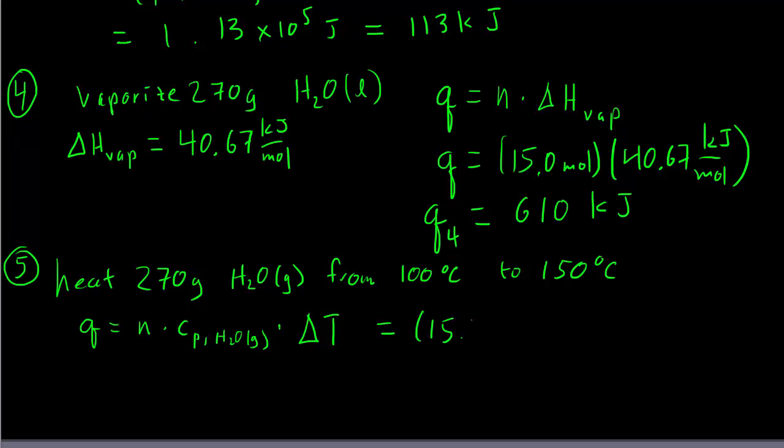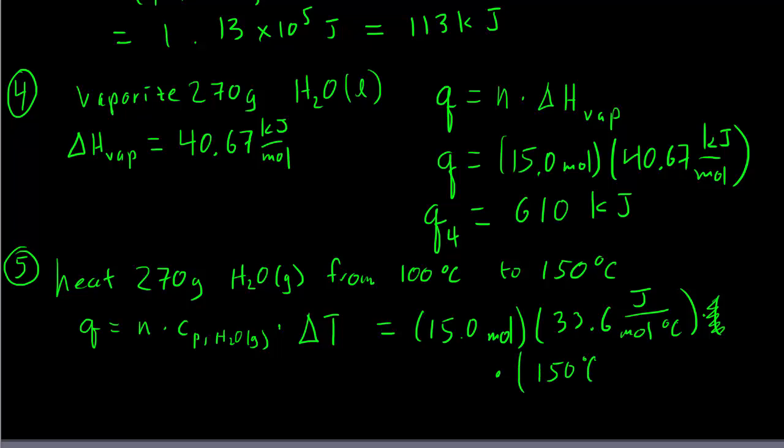We've got 15 moles. We have to look up our Cp for water vapor in our textbook, and it turns out that number is 33.6 joules per mole degree Celsius. And then we need to multiply by our delta T. So we multiply by T final, that's 150 degrees C, minus T initial, which is 100 degrees C. When we finish this calculation, we'll get Q5 equaling 2.52 times 10 to the 4th joules.